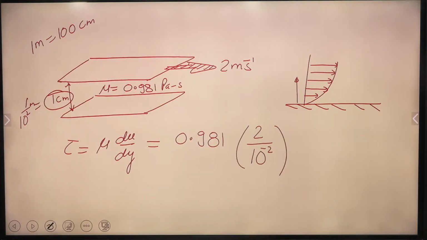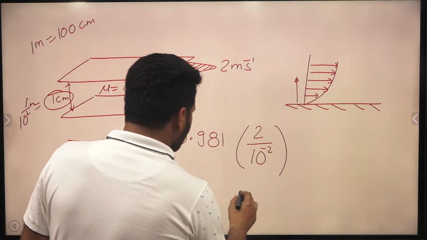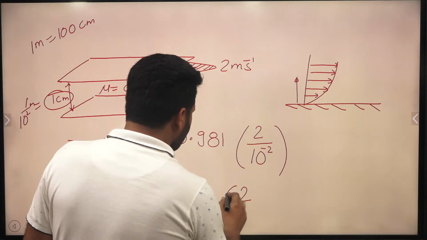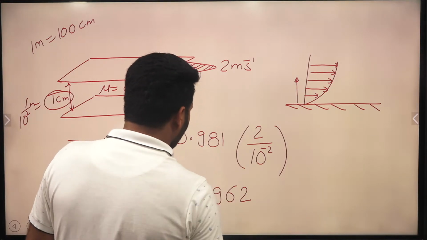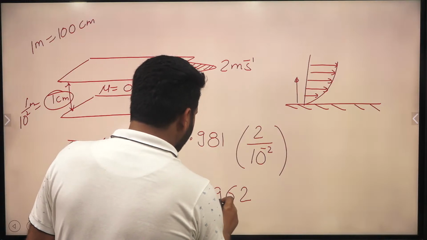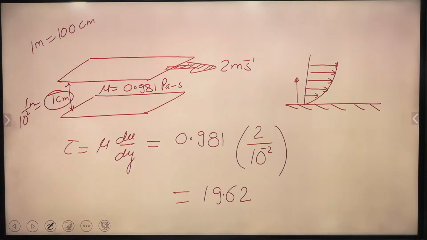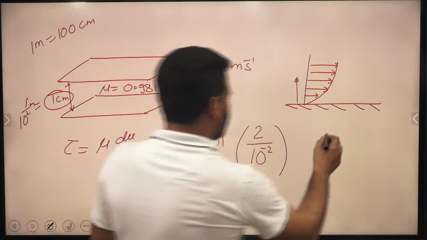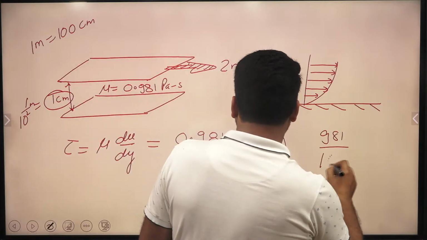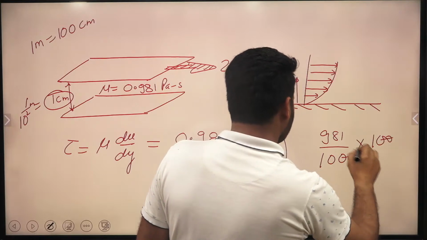So just solve it and let me know what the answer is coming to be. So this is coming to be, 2 1s are 2, 2 8s are 16, 2 9s are 18, and 19.62, right? 19.62. Just check the answer. Is it okay or not? I think we did some mistake. I think so. So this is 981 divided by 1000 into 100.